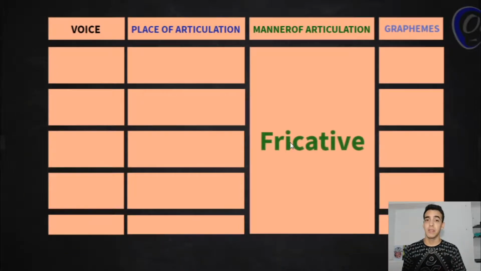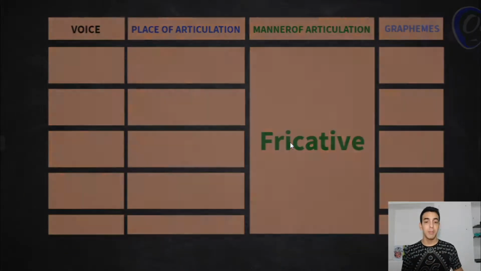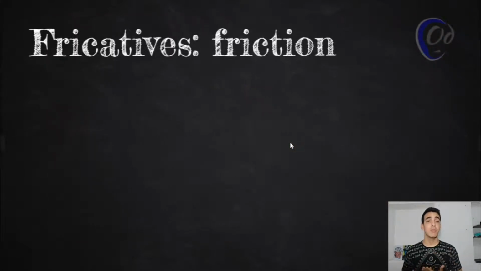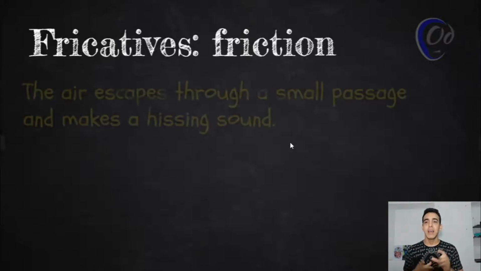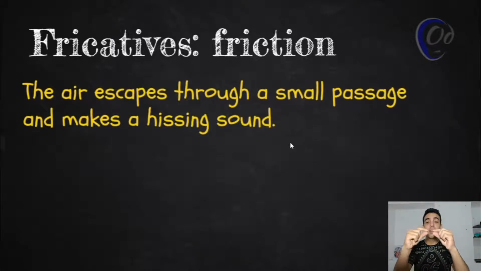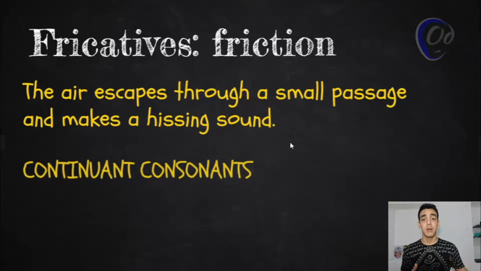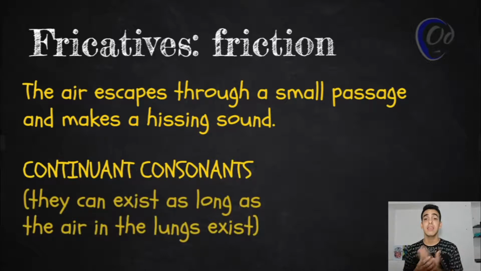Then we have fricative sounds. Why do we call them fricatives? Because they make a friction. There is a closure, but the closure is not that closed. You have a little place where the air is escaping, and this makes a hissing sound. These sounds are not stop sounds like plosives. They are continuant consonants. This means that they can continue as long as you have air in your lungs.